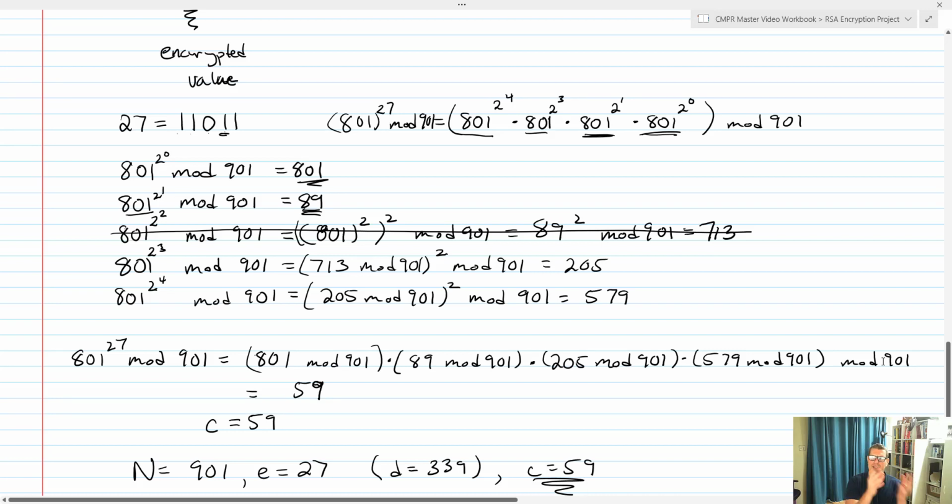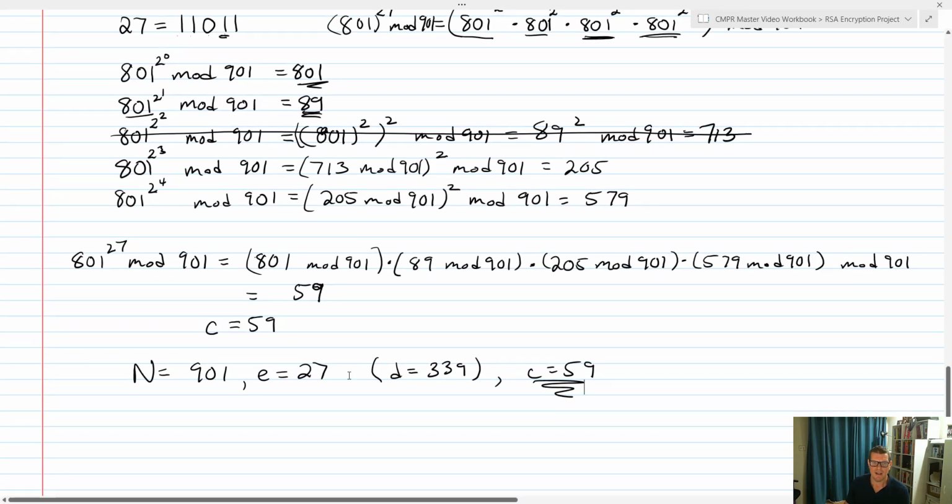Now, I'm going to give you another example. When we do decoding, sometimes this can be a little bit hard depending on the calculator that you're working with, that sort of thing. But what we'll do is we'll just break it up into more manageable pieces. But this is really all you've got to do. And then what we send over is N, E, D, and C.